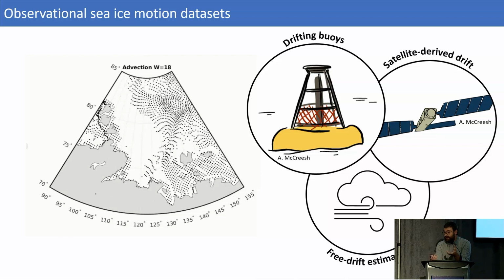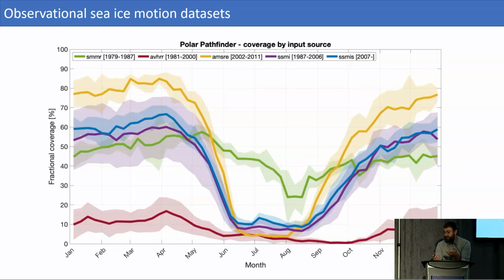One way to understand the challenges in combining these different ice motion datasets: here what you see is a seasonal cycle of the availability of satellite-derived drift data, expressed on the y-axis as a percentage of the ice extent where you have the satellite-derived drift data available. And you see that it's pretty good in the winter, but in the summer you have quite an important gap due to the retrieval methods that fail when the ice surface gets wet.